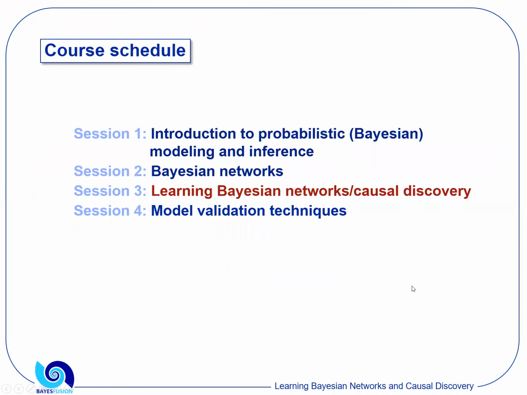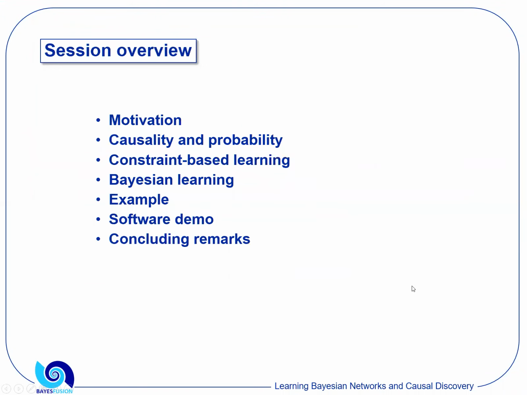The third session. Here is the overview of the session. I'm going to talk a lot about causality and probability. We need to understand what we are standing on. What is it that we are discovering? And for that, you need to develop the intuition of what causality is, how it is tied with probability.